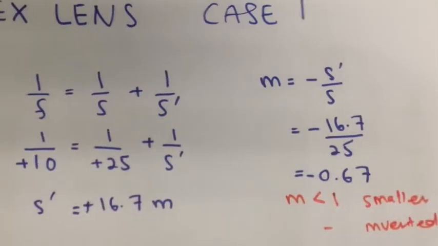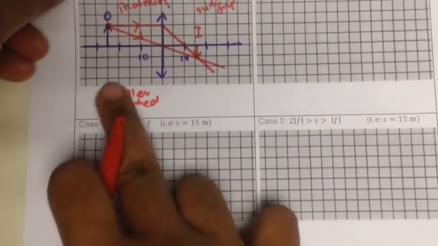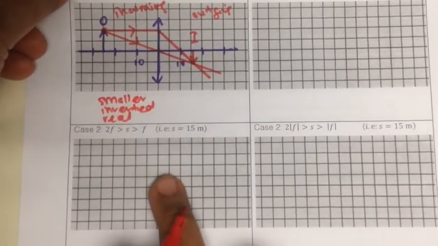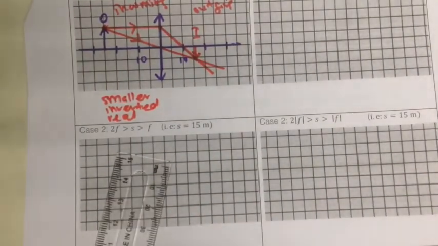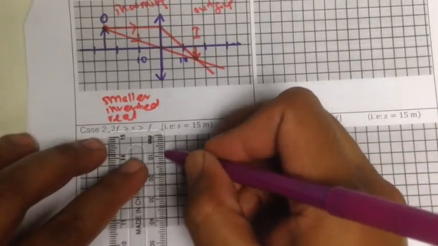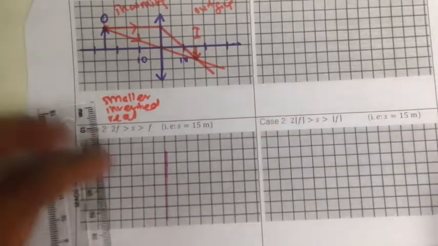Alright, so let's move to case number 2, where the object is between this 10 and 20. So this is case number 2. So let us repeat again. The optic axis. Okay, 1 2 3.